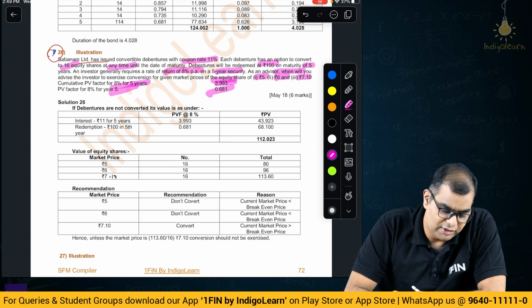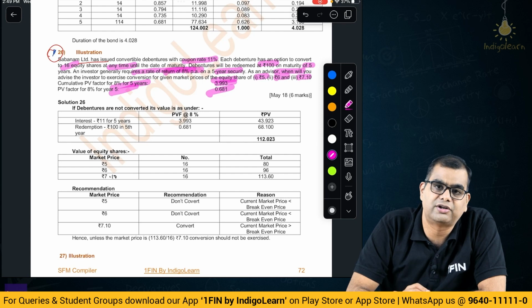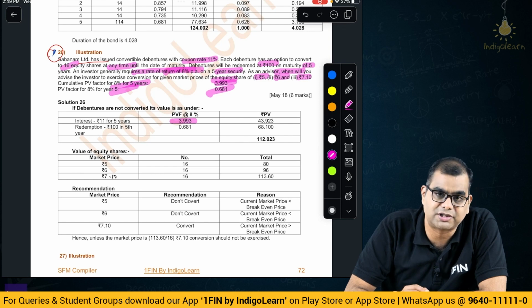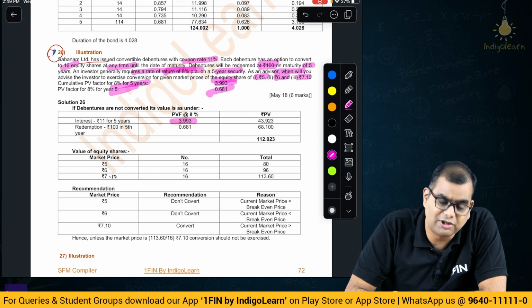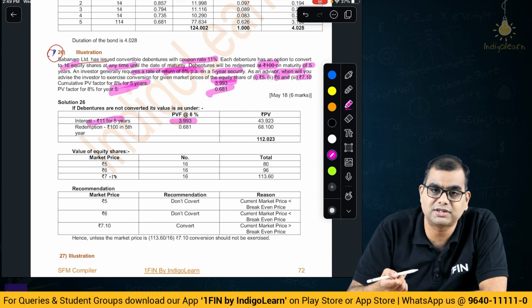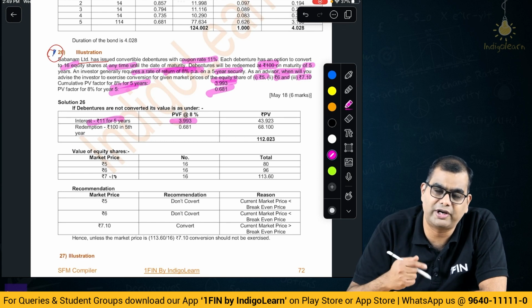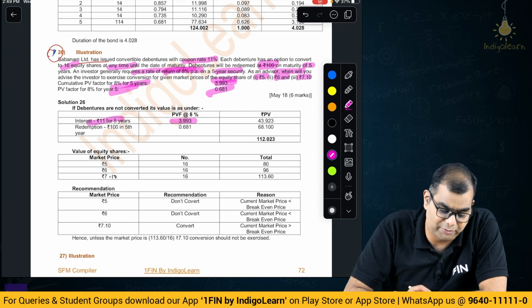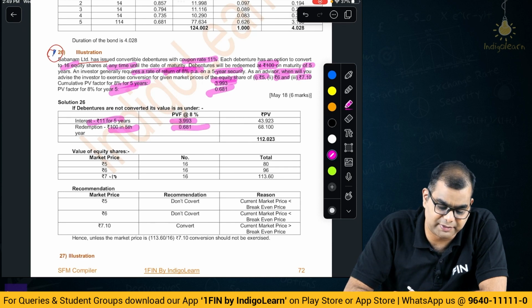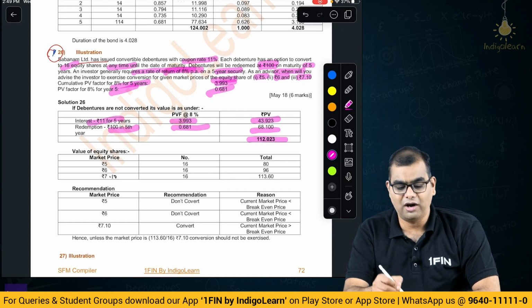So if you hold, what will you get? You see, they have specifically said an investor generally requires 8% return on a 5-year security. So if you are holding it for 5 years, you get interest of how much? 11% coupon. 11% on what? 11% on 100, which is 11 rupees. So 11 rupees for 5 years, cumulative present value factor is 3.993. Why is the cumulative present value factor 3.993? Because the current discount rate for bonds is 8%. So the 8% present value annuity factor is 3.993. Then in the 5th year, you will redeem the entire 100. For the 5th year, the same 8% present value factor is 0.681. So you add these two, you get 112. So 112 is the value of the bond today.